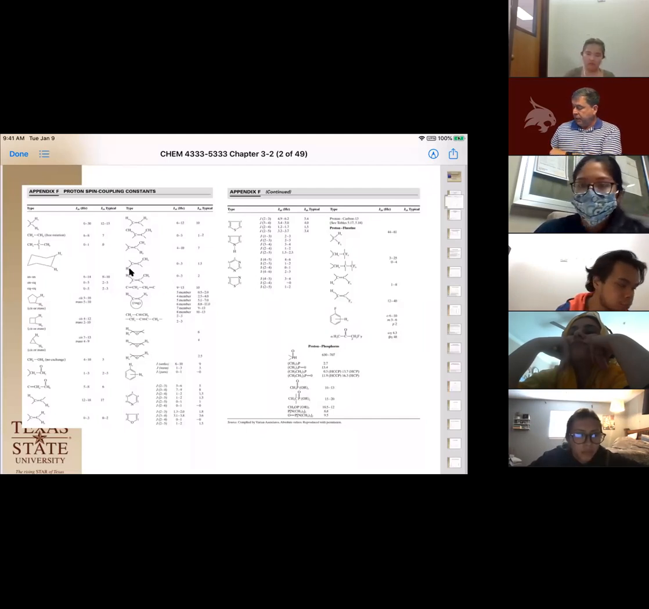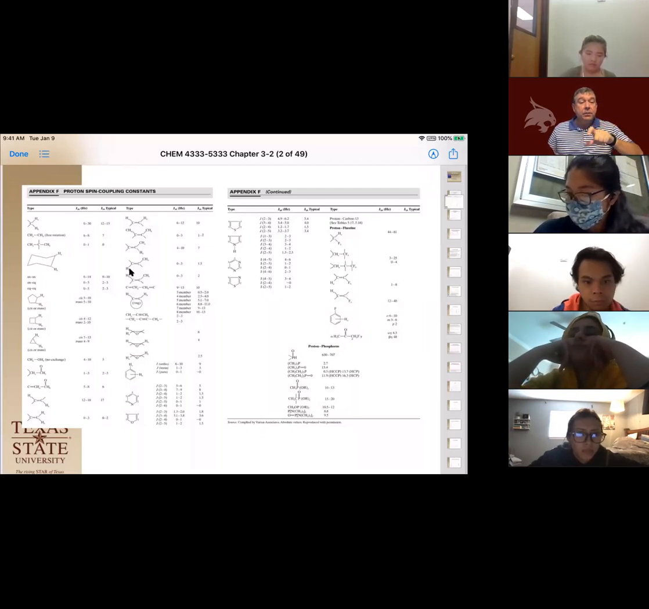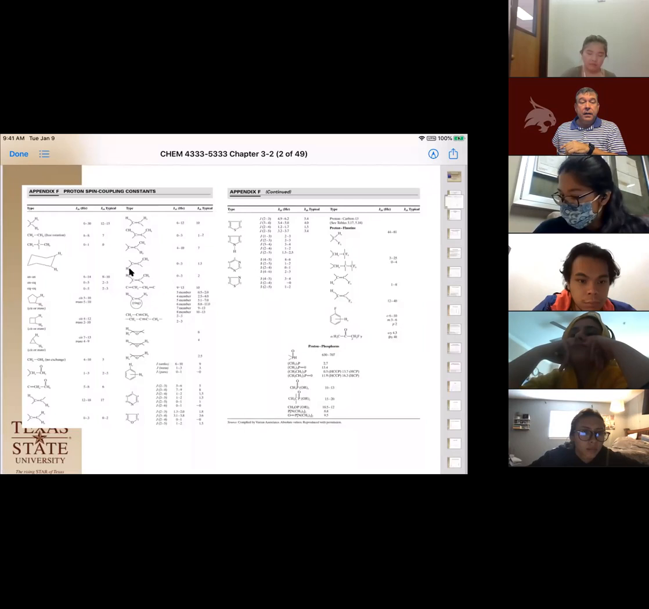And notice these change a little bit when we have rings, especially small fixed rings that can't change position, because cyclohexane has a chair and boat, so it can flip back and forth. It has a couple different things it can do, but the smaller rings can't. And so you have a fixed cis or a fixed trans, and they have different coupling constants.